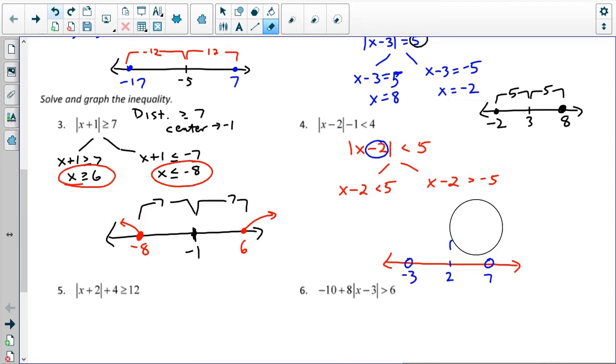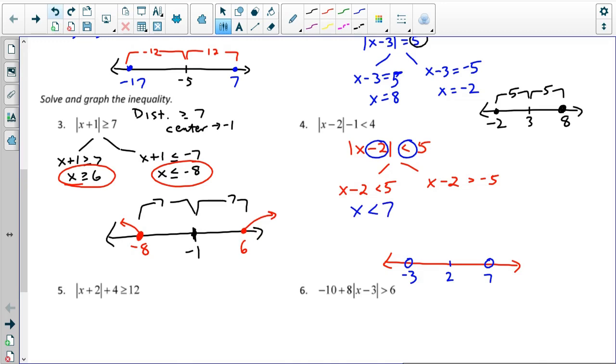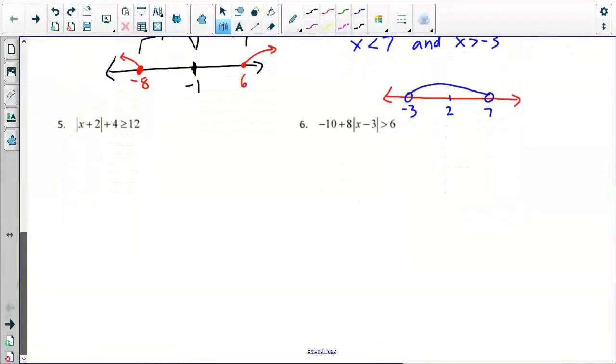And then what I have is my distance is less than, so that should make sense that x has to be less than 7 and x has to be greater than -3 because my distance should cover all of the values that are between those two values, since those distances would be less than 5. I will quickly do the remaining problems.